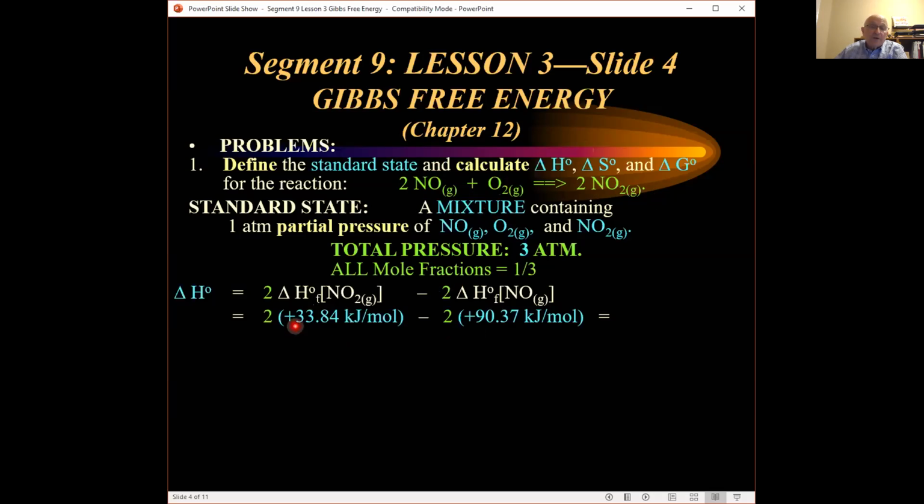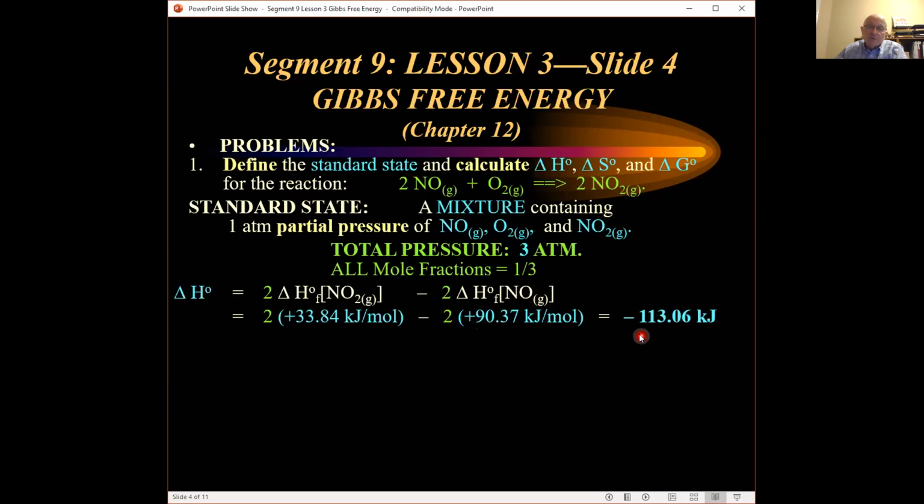Okay, we can plug in the numbers. The value of delta H of formation of NO2 is plus 33.84 kilojoules per mole, and there's 2 moles. So when I multiply that out, the unit's just kilojoules. If I take the delta H of formation of NO, it is plus 90.37 kilojoules per mole times 2 moles. Do the math, I get minus 113.06 kilojoules. Does that make sense?